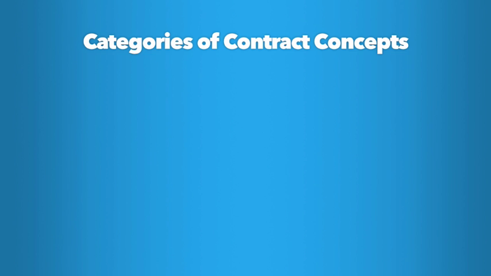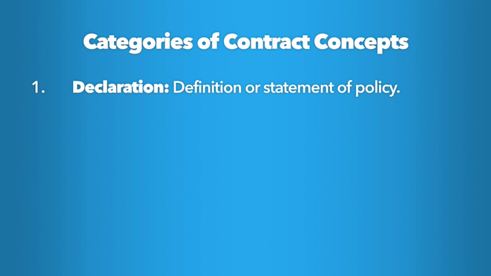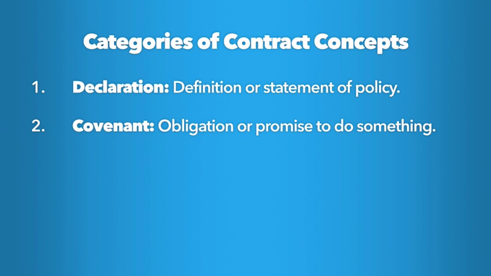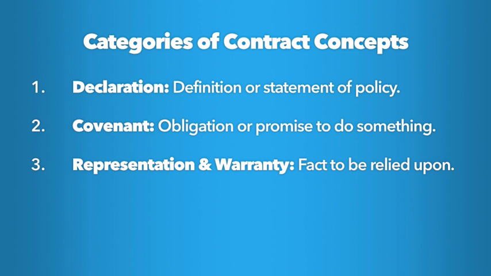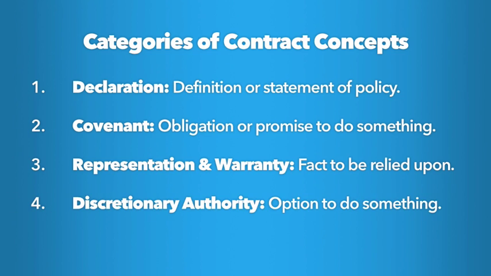As stated previously, every provision in a contract falls into one of the previous categories of contract concepts, depending on what the provision seeks to accomplish. So, a definition or statement of policy is a declaration. An obligation or promise to do something is a covenant. A fact to be relied upon is a representation and a warranty. An option to do something is discretionary authority, and a triggering event is a condition.